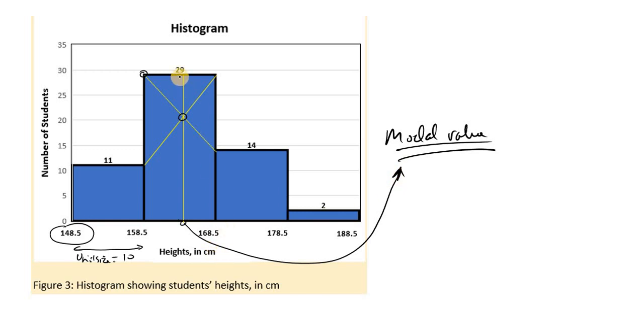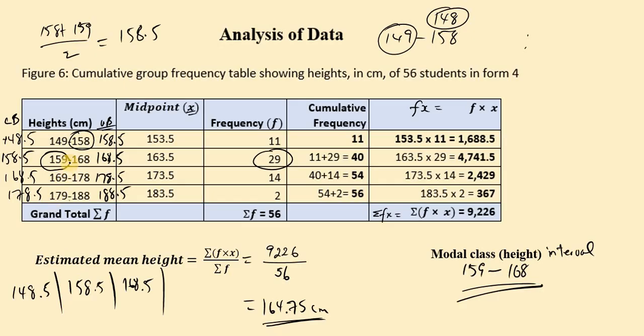Now if you notice this example here, the midpoint between 158.5 and 168.5 should be about here. This modal value is a little bit more than the midpoint of this bar. So let's go back and check. Let me just clear the screen.